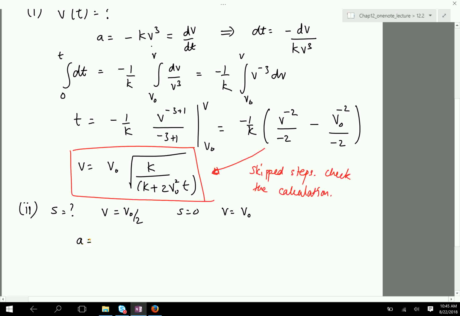So if you use the same formula, dv dt, then it's not going to be helpful because v is a function of time. In this case, we want v as a function of s. So this is where you use the other formula I was talking about, which is acceleration is v dv ds. Okay, so you can see there's s here, and that will help us to find s when the velocity reduces by a factor of half.